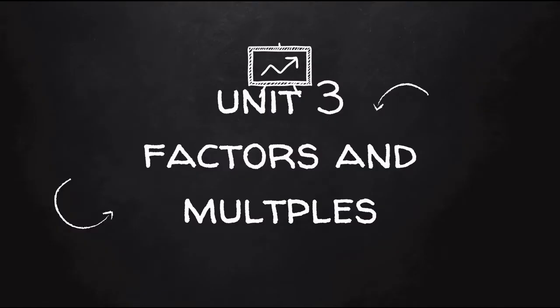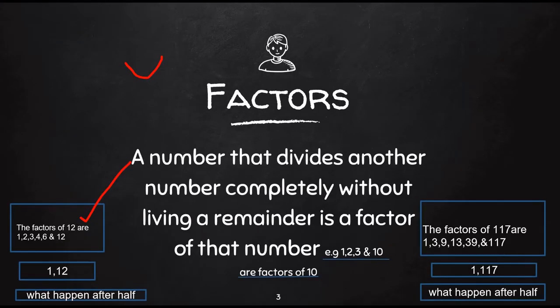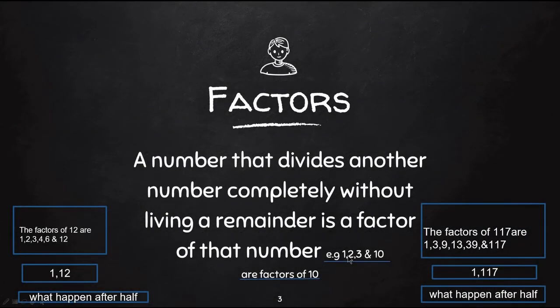Today we start unit number 3, Factors and Multiples. A factor is a number that divides another number completely without leaving a remainder. 1, 2, 5 and 10 are factors of 10, and the factors of 12 are 1, 2, 3, 4, 6 and 12.